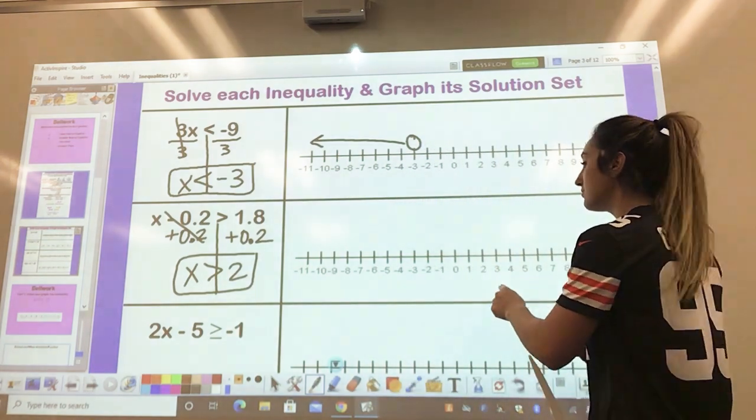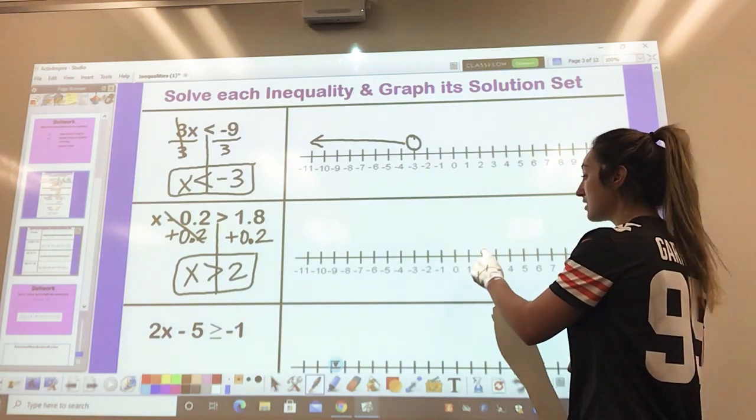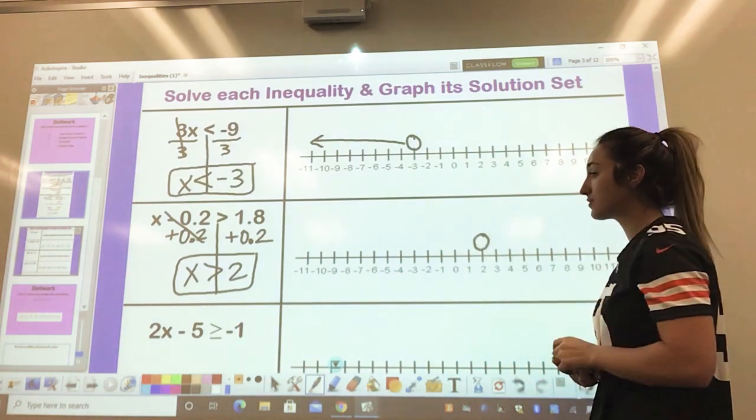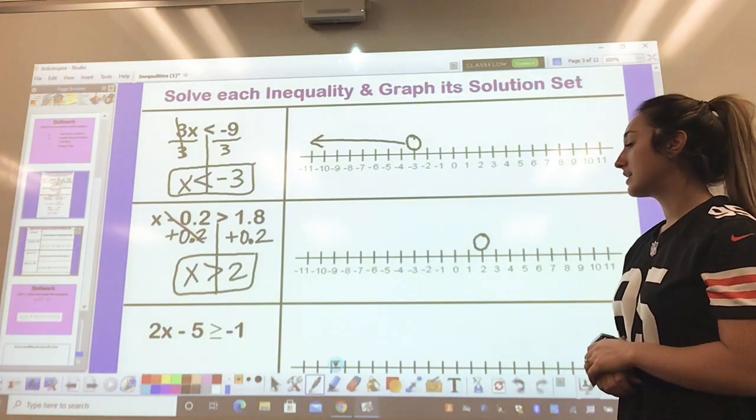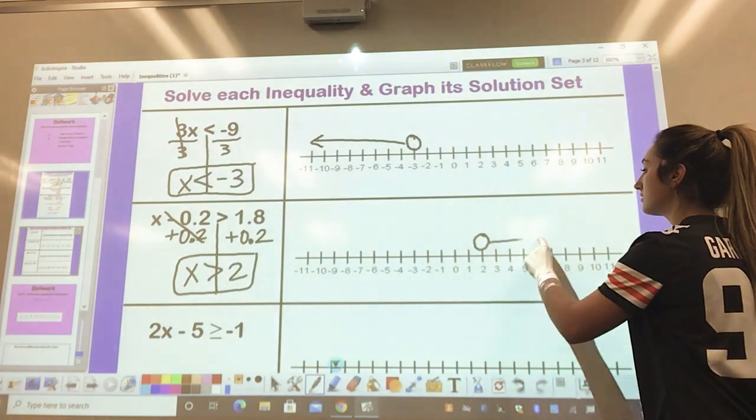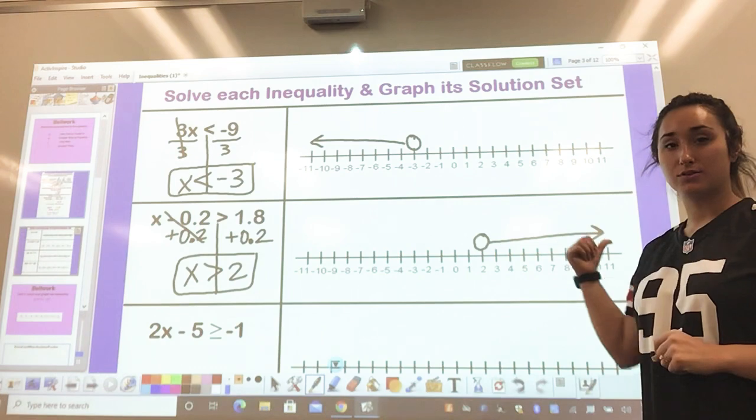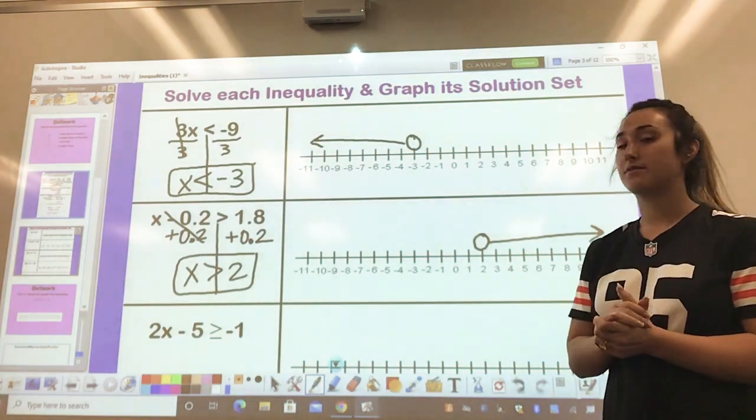So we'll find 2. Because it's just greater than, it's not equal to 2. Put an open circle. And again, since x is greater than 2, these are the numbers greater than 2, to the right of that number on the number line.